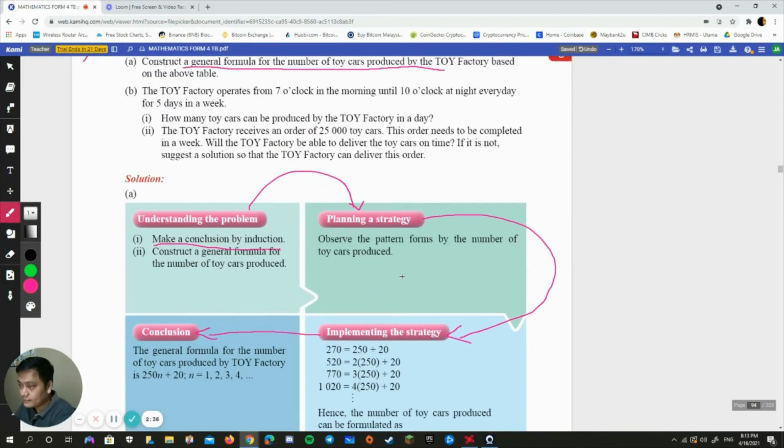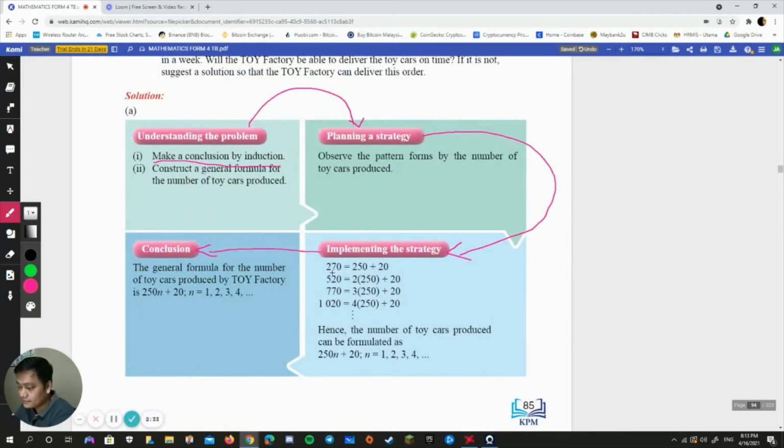Okay, so that's 270, 520, 770, 1020. You can get 270 by adding 250 with 20. And for 520, 2 times 250 plus 20, 770, 3 times 250 plus 20, and 1020, 4 times 250 plus 20, and so on.